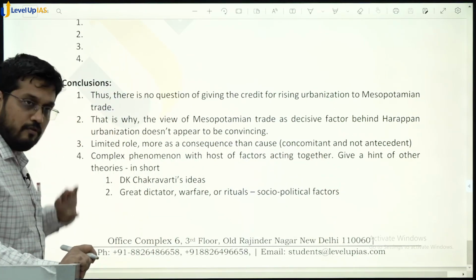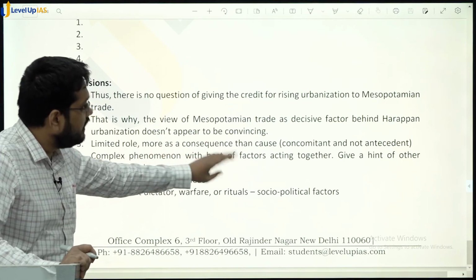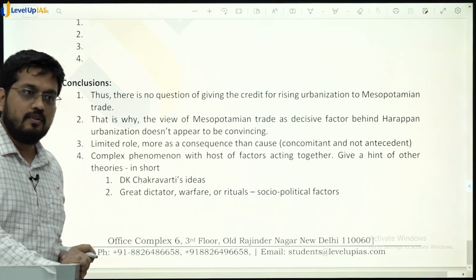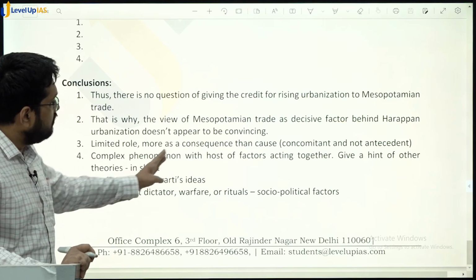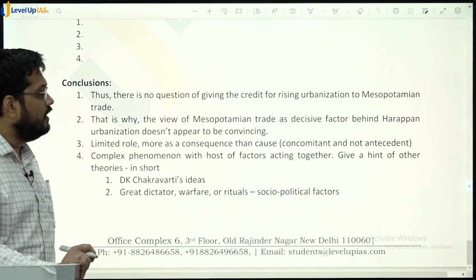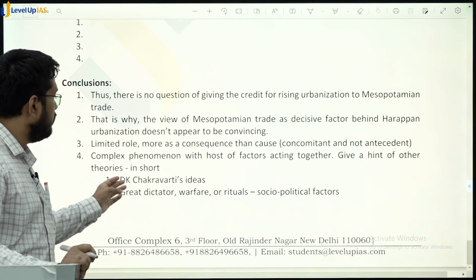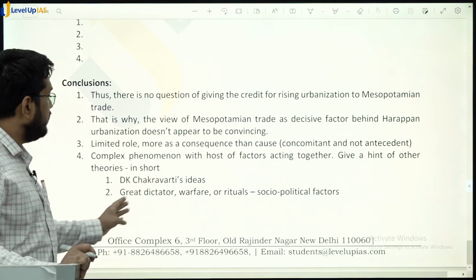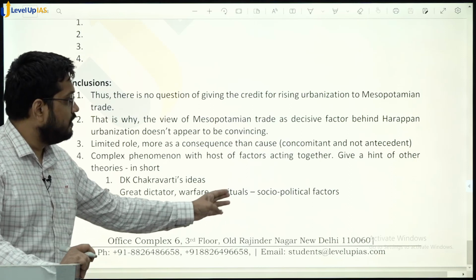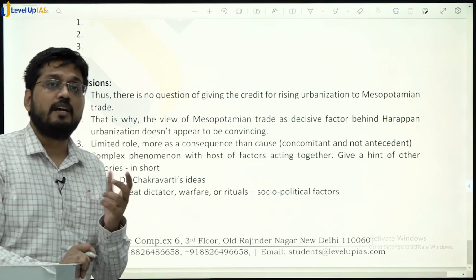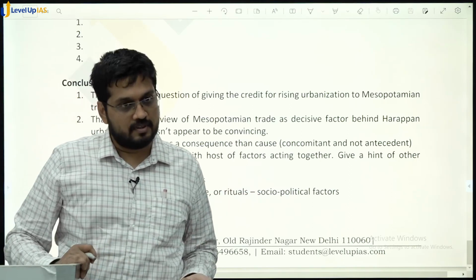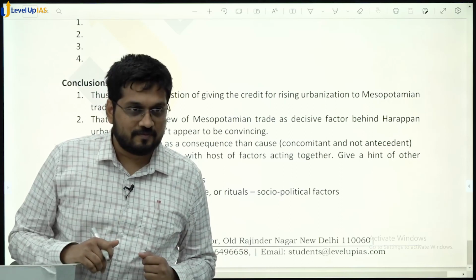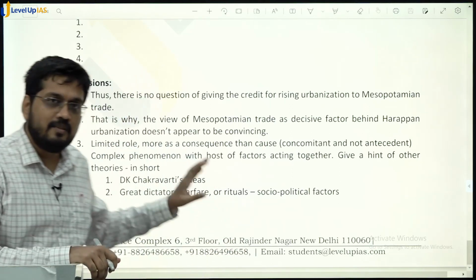Limited role was of trade, more as a consequence than as a cause. Again, a good conclusion. A complex phenomenon with a host of factors acting together, and then you give a hint of other theories: D.K. Chakravarti's ideas of irrigation and craft specialization, or great dictator, warfare, or rituals, the socio-political factors which we cannot know till we decipher the script and have more literature. This is a very simple structure.